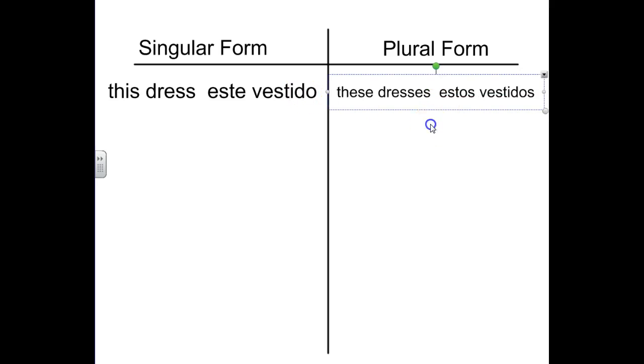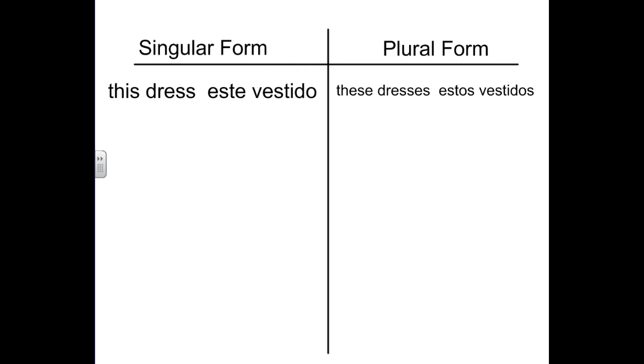And so you'll notice something has occurred here. In Inglés, we changed words from this to these. In Español, we went from este to estos. In English, we went from dress to dresses. In Español, we went from vestido to vestidos. So there's a singular form here, and then a plural form of the exact same demonstrative adjective.